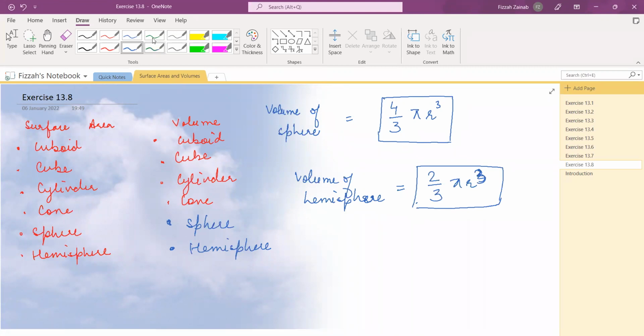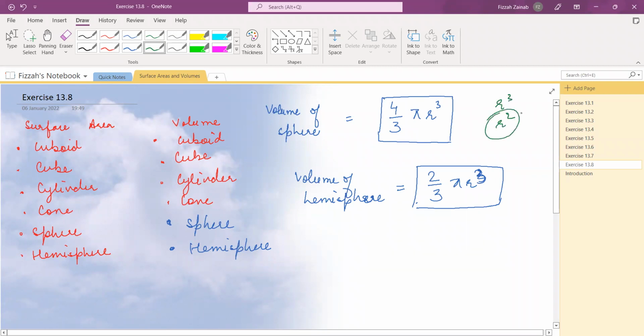Now, please keep in mind one thing. You might get confused whether you have r cube in the formula or r square, and in the exam you write r square and do all your calculations wrong. So please remember one thing. You are finding volume, right? So that means you're going to get your answer either in meter cube or in centimeter cube or whatever cube. Basically, you are going to get a cube here.